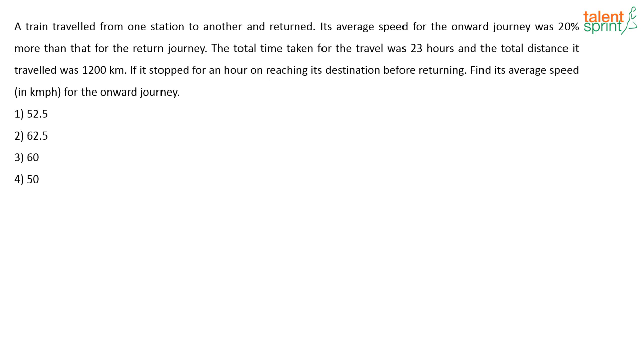A train travelled from one station to another and returned. Its average speed for the onward journey is 20% more than the return journey. The total time taken is 23 hours and the total distance is 1200 kilometers. So the train is going from one place to another place and it is returning. Now the total distance that it travels is 1200 kilometers, means this distance is 600 kilometers. Now what is given? So this is first its onward journey and this is the return journey.